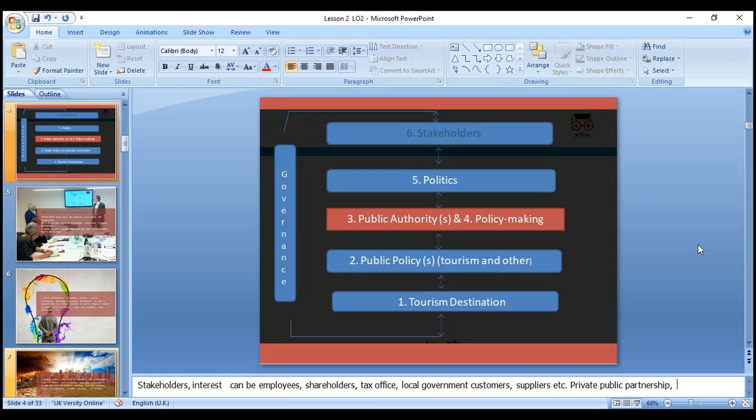Public policies, tourism and others: what are the public policies of a government and a tourism destination? You need to make implementation at the tourism destination. Then public policy needs to be implemented. Public authorities need to be involved and make sure those policies are implemented. Political parties should be on the same line, and the stakeholders should be involved.